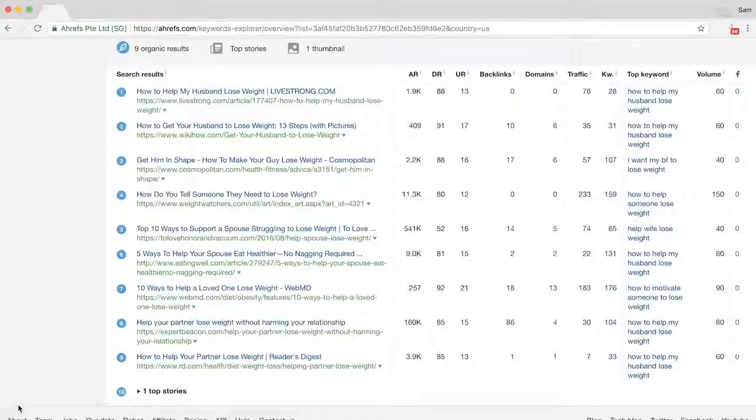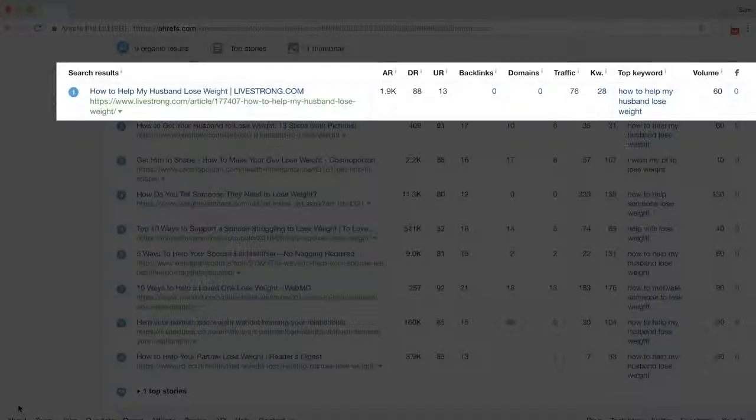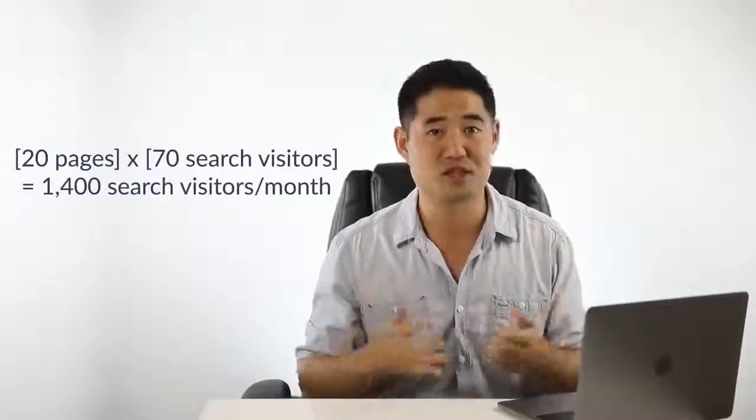For example, if you look at the SERP overview for the keyword how to help my husband lose weight, which is a good example of our so-called topical long tail keyword, you'll see that the top keyword has a search volume of 60 and the page gets 76 search visitors per month. And to put the cherry on top, the ranking page has 0 referring domains pointing at it. So it's likely a low competition keyword. Now, if you were to create 20 pages around different long tail topics that individually generate 70 search visitors per month, then you're looking at 1,400 monthly search visitors. That, my friend, is cumulative value.